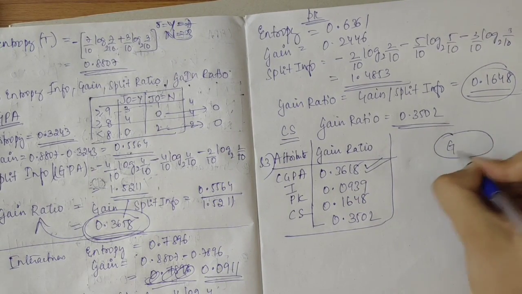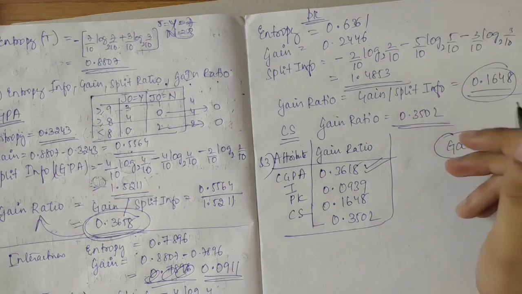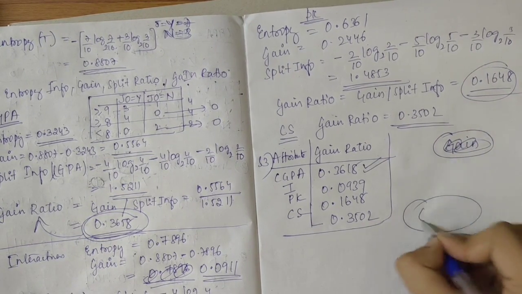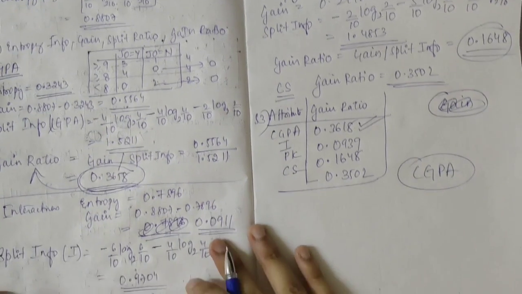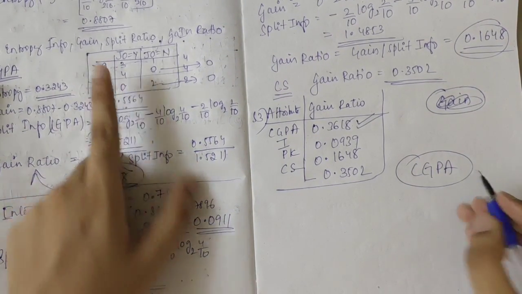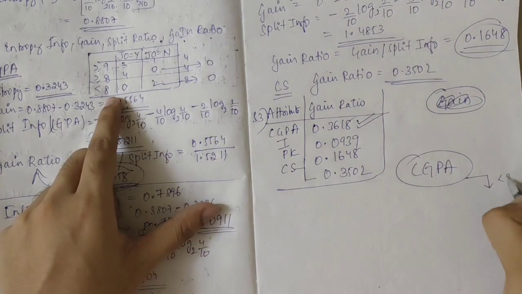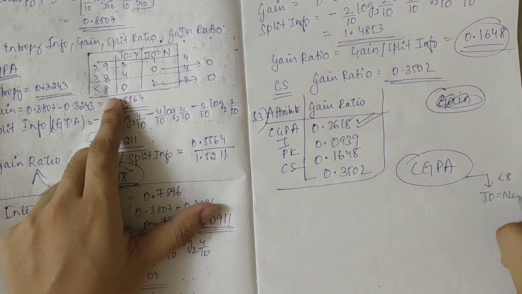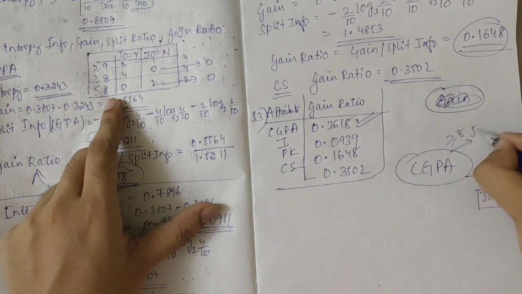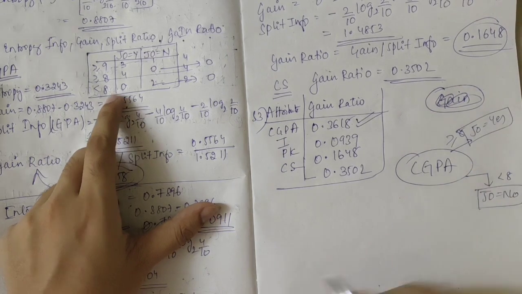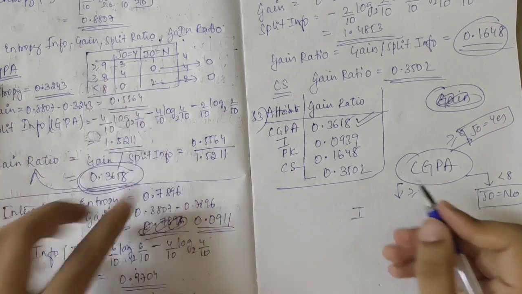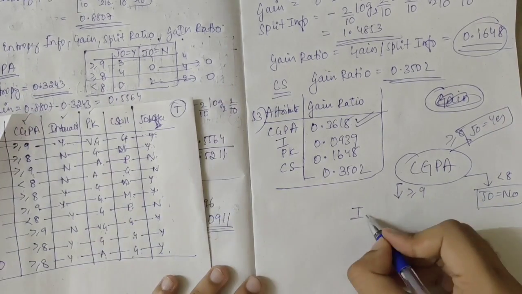So inside the circle, I'll write CGPA here. From CGPA, I know it is less than 8, greater than or equal to 8, and greater than or equal to 9. So when it is less than 8, the job offer would be no, and when it is greater than or equal to 8, job offer would be yes, and when it is in this condition, greater than or equal to 9, here I need to write the table again, like how we did in the previous question.